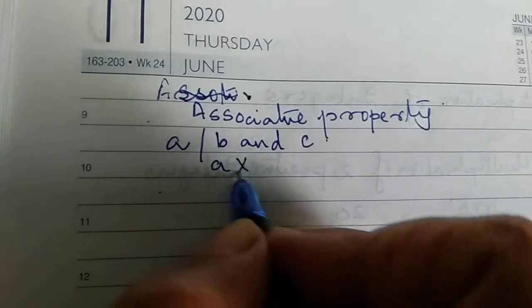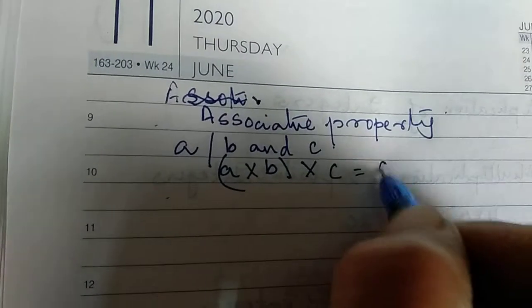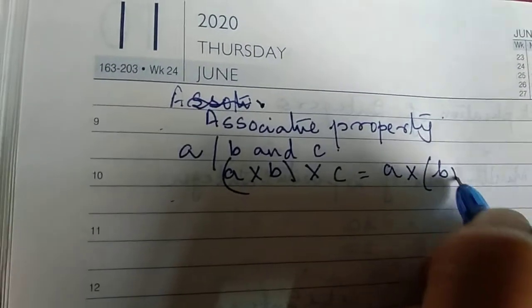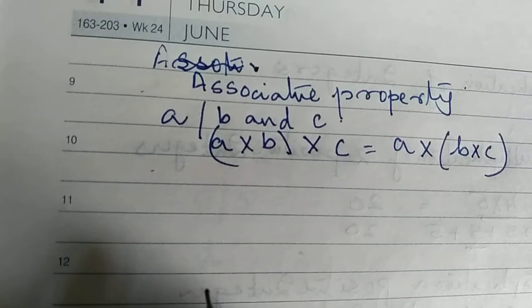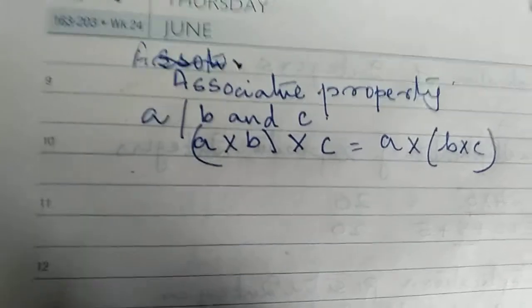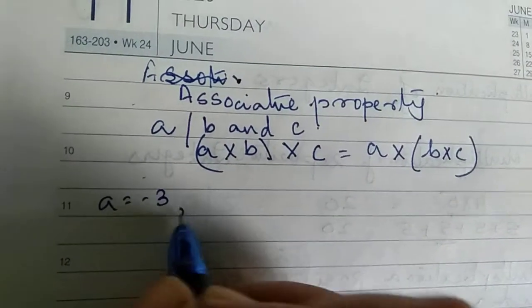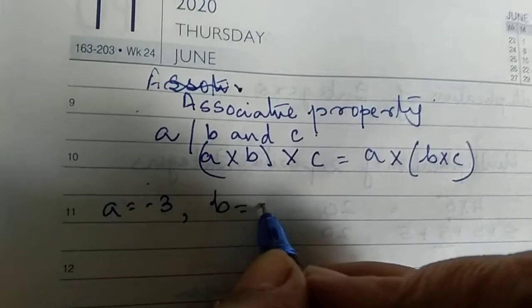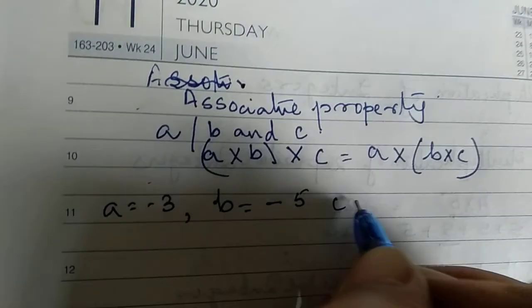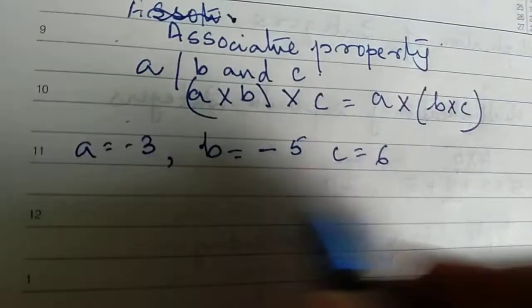These are the three integers. Then a into b into c will be equal to a into b into c. What do we mean by this? We can understand this with the help of simple numbers. Suppose we take the integers a as -3, b as -5 and c as 6. Any integer you can take to verify the law.